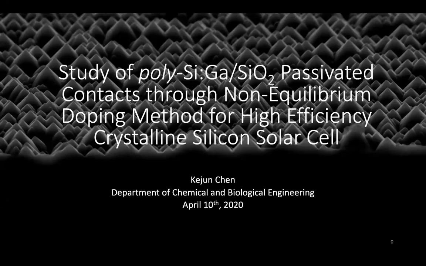Everyone, my name is Kejun Chen from the Department of Chemical and Biological Engineering, and today I'll be presenting my research called The Study of Gallium-Doped Polycrystalline Silicon Non-Oxide Passivated Contacts Through Non-Equilibrium Doping Method for High-Efficiency Crystalline Silicon Solar Cell.